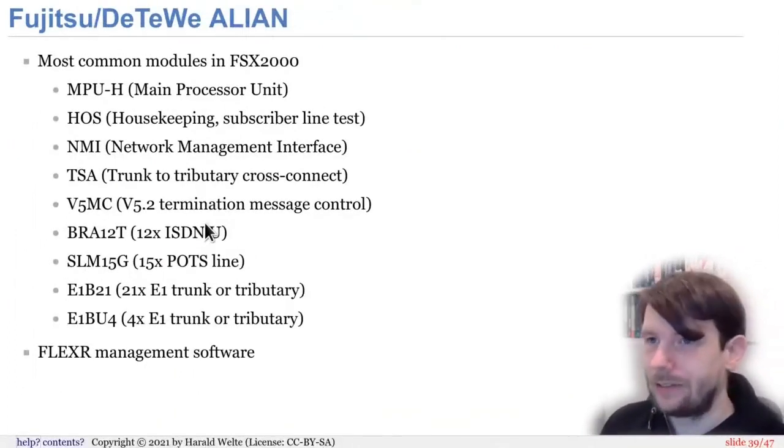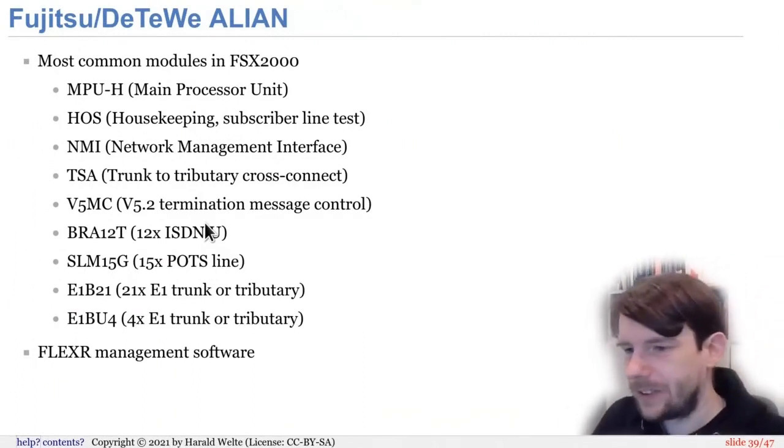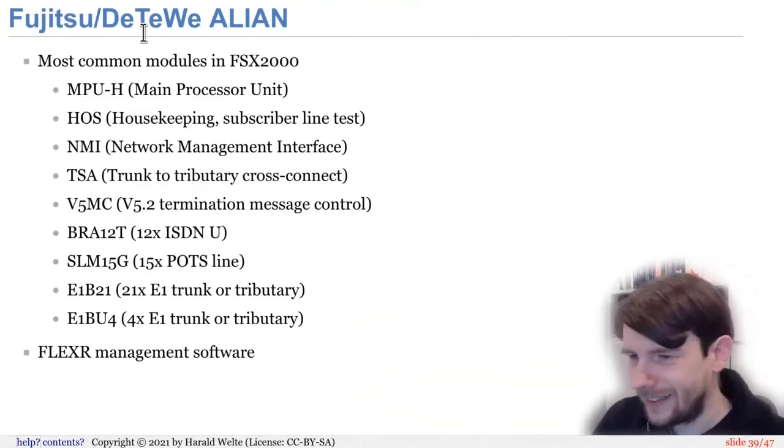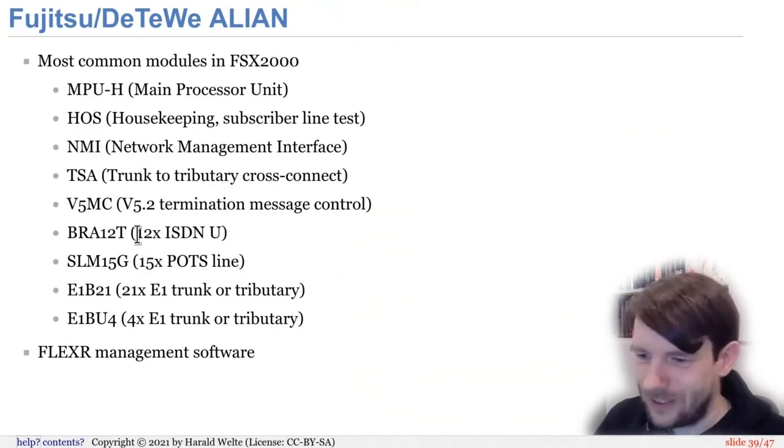One of them is Fujitsu and DTV Allian equipment. So Fujitsu, I think, is the original developer, and DTV is the German reseller of the equipment, but maybe I'm mistaken. At least that's my understanding. There's many more different modules compared to the Nokia Exos. Also quite strange port numbers, so not 16 and 32 like in the Nokia, but we have 12 or 15 or 21 lines, so a completely odd number of lines. There must be a reason for that, but it sort of stands out.